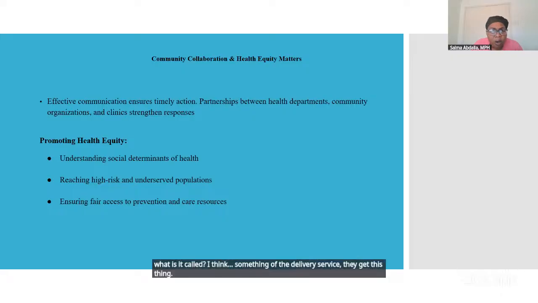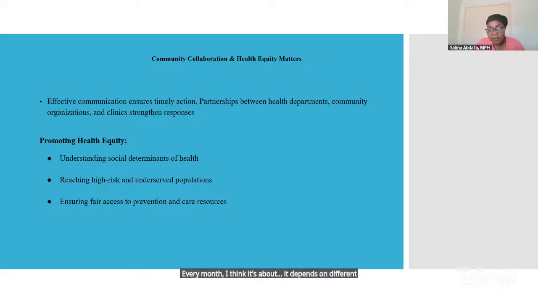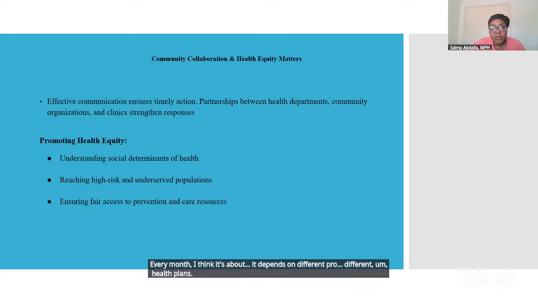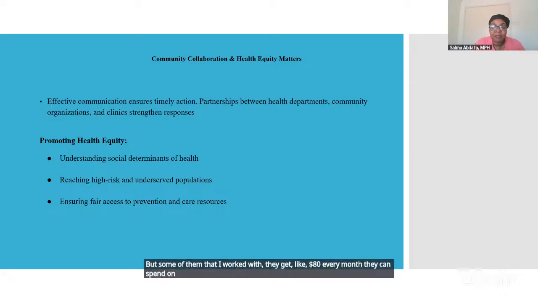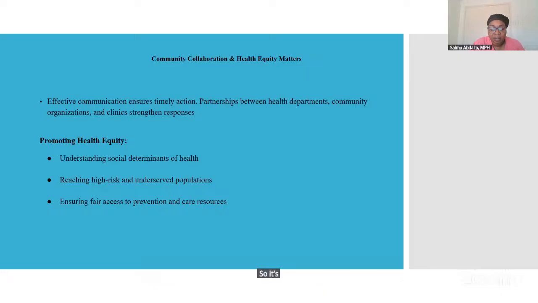It's like a spendable card every month. I think it depends on different health plans, but some of them that I worked with get like $80 every month. They can spend it on things they need, like diapers, and it even covers over-the-counter items. So communicating that with people is very important.